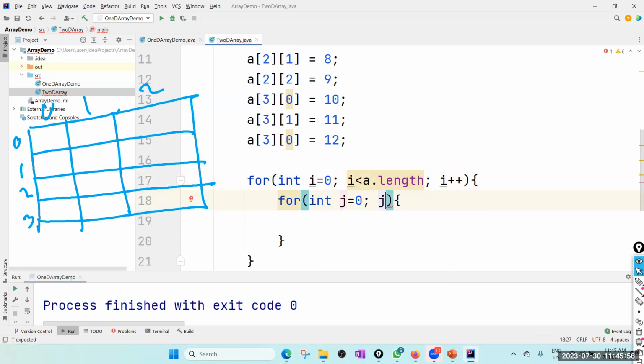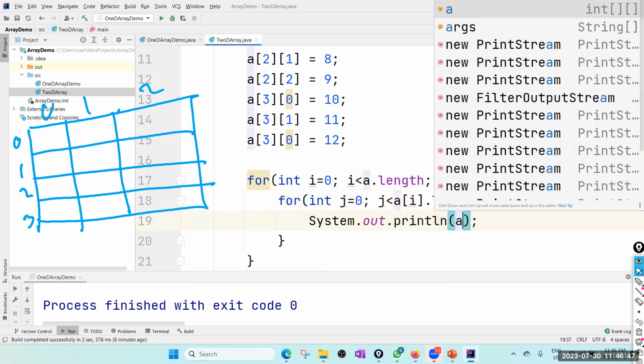Now we take the length of the individual row, because that can change, so you can't hard code it. Whether it is 3 or 4, the code must be general. How to do that, you can say a[i] dot length. So j must be less than the ith row's length, the row's length, and of course j plus plus. Now the work is done. Now let's print.